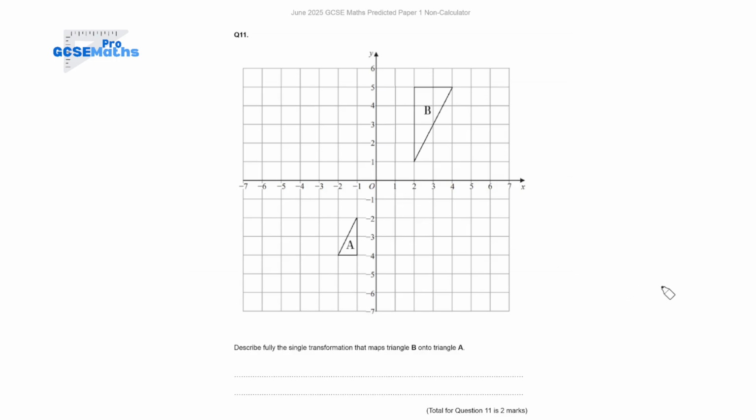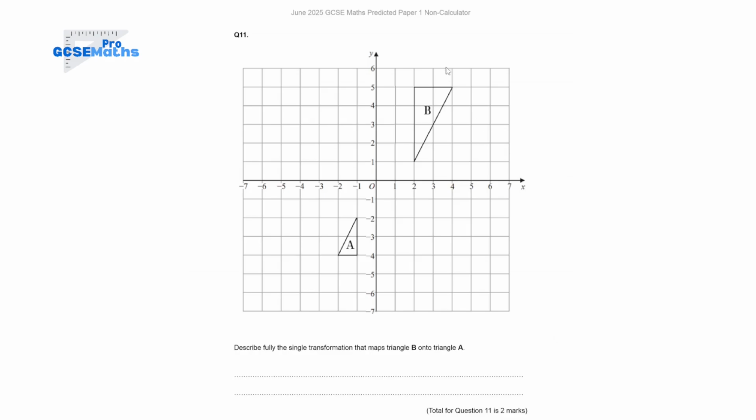Question 11. So we've got here, describe fully the single transformation that maps triangle B onto triangle A. Just be really careful with these ones. Which direction? They're saying from B to A. I feel like naturally you want to go from A to B, don't you? But it's actually B to A, so just be really careful which way round they've said it.